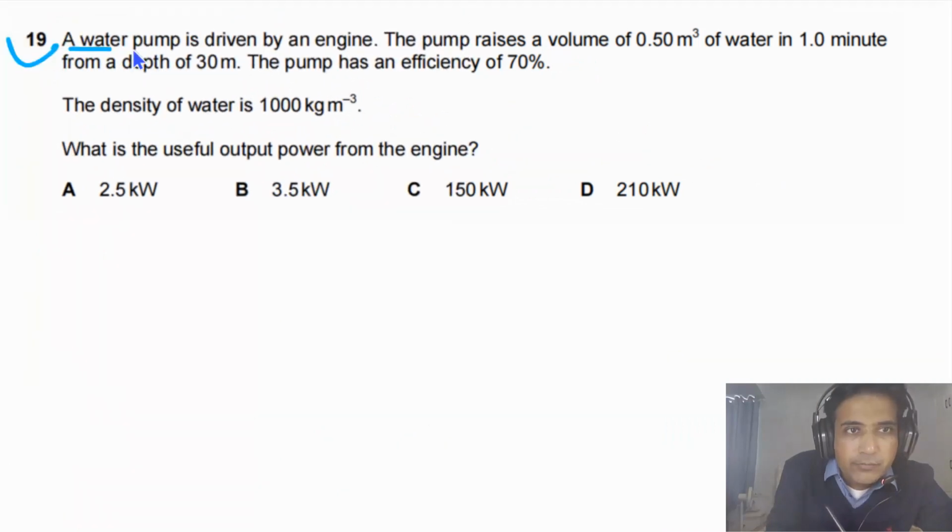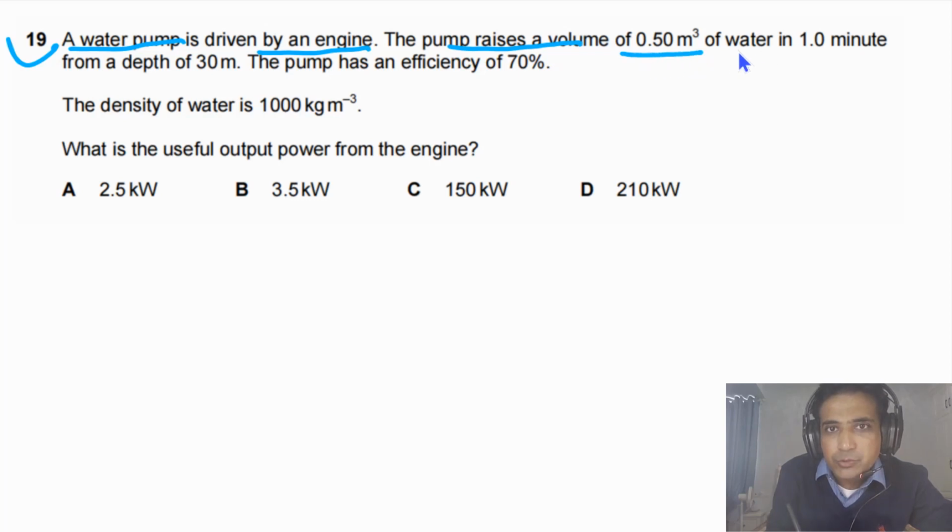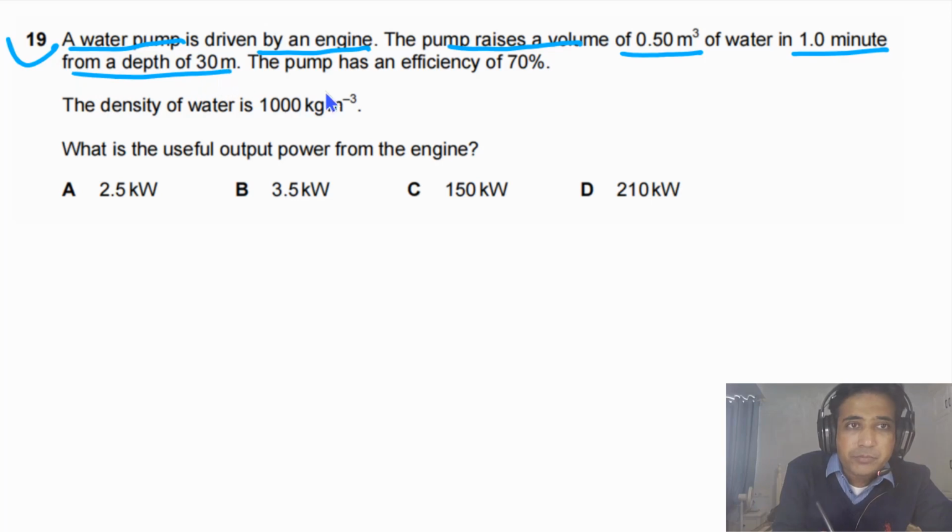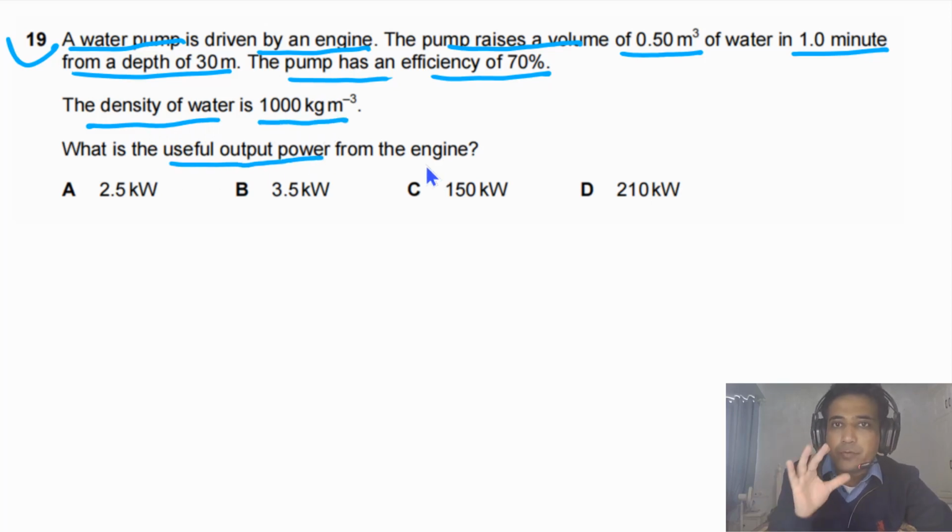Question 19 says a water pump is driven by an engine. The pump raises a volume of 0.50 meter cubed of water in 1 minute from a depth of 30 meters. The pump has an efficiency of 70%. The density of water is 1000 kg per cubic meter. What is the useful output power from the engine? Tricky question, but a beautiful one. So let's look at this one.